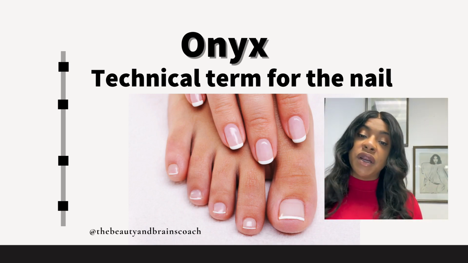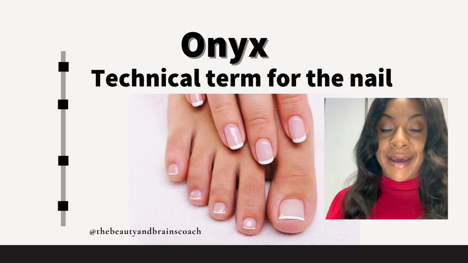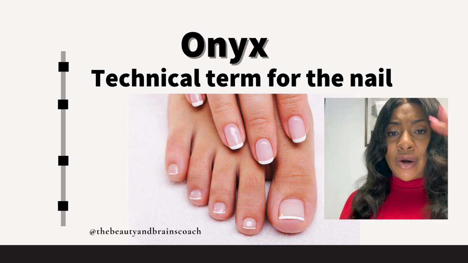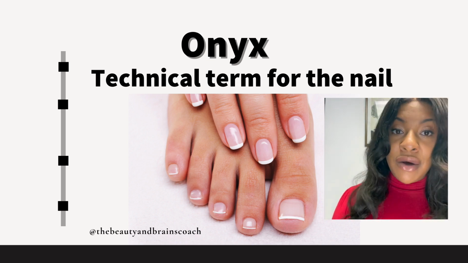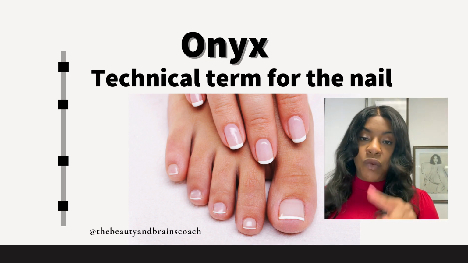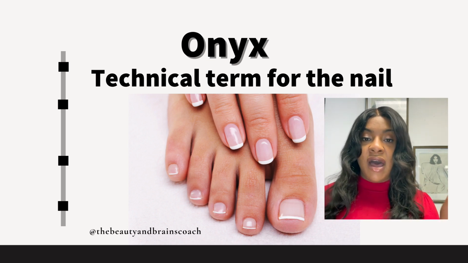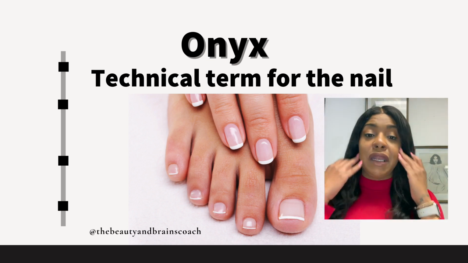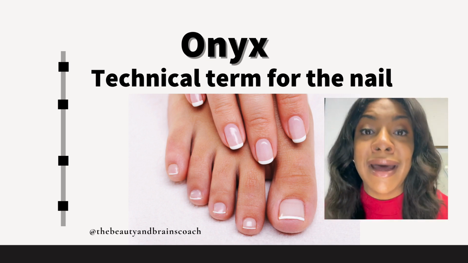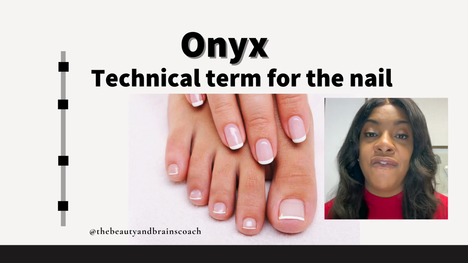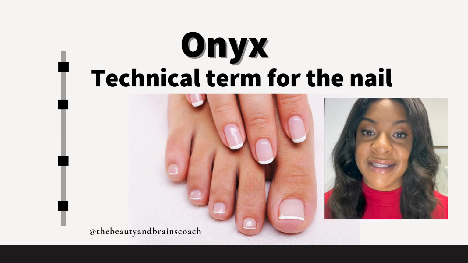Okay, so the first thing we're going to cover is the technical term for the nail, and the technical term for the nail is onyx. This is important because as we start going through this chapter, you're going to notice that all of the words start with O-N-Y. Onycholysis, Onychophagy, Onychocryptosis. And you're going to be like, how am I supposed to know this? Well, the reason everything starts with Ony is because the technical term for the nail plate or that nail area is onyx.